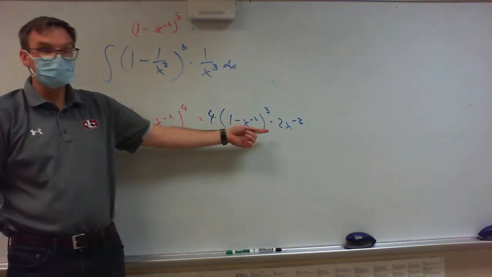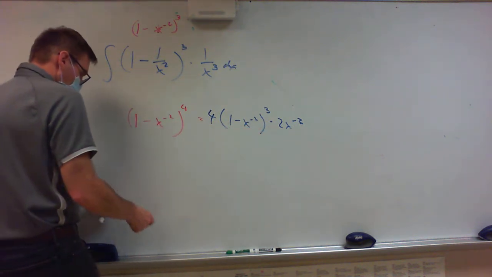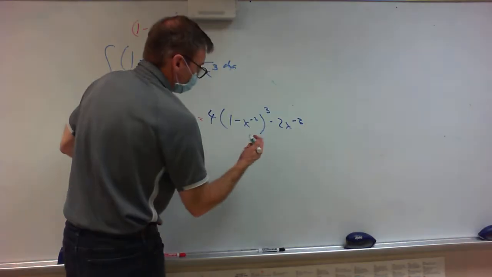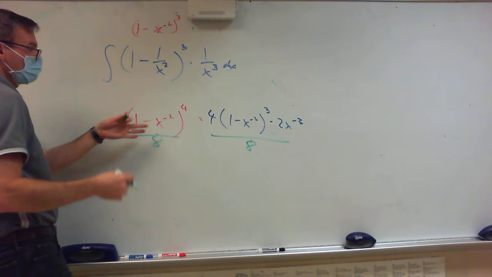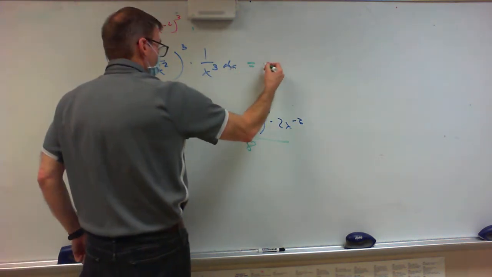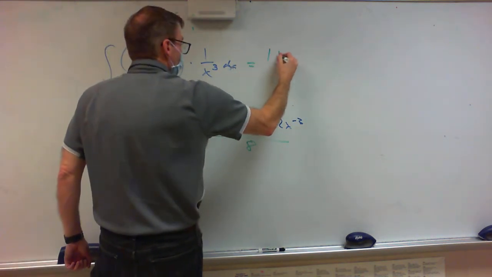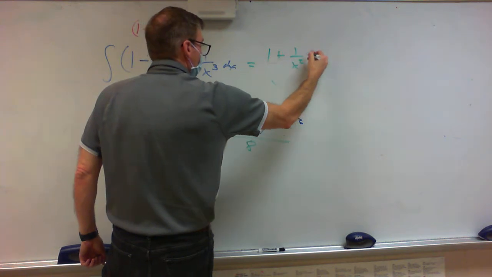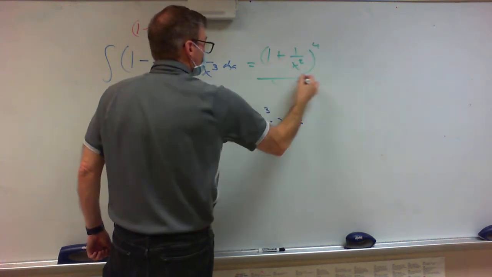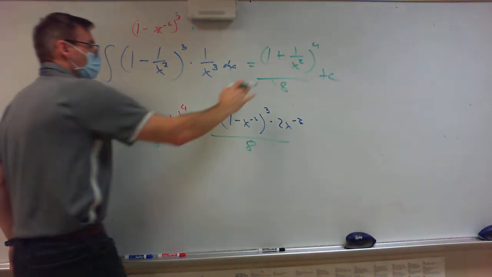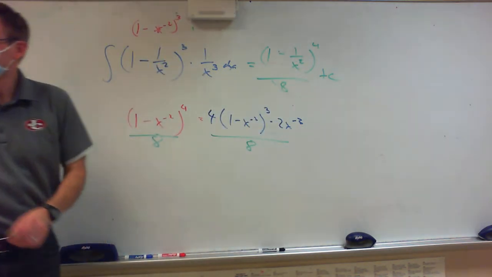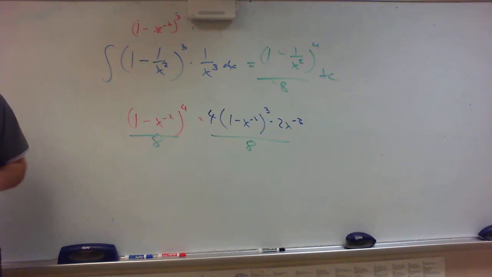I've got to divide by the 8, right? So I need to divide by the 8. And so when I divide by 8, now I know my answer is going to be 1 plus 1 over x squared to the fourth, all over 8. Should be minus. Yes, I can't change the problem. Oh, yeah, I see. Sorry.